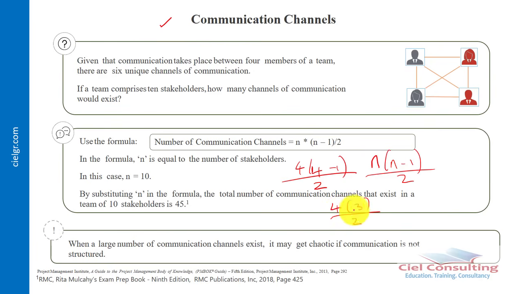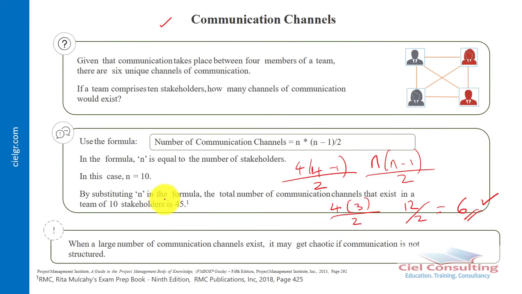And then we open up the bracket. 4 times 3 is 12. So it's now going to be 12 divided by 2. And then 12 divided by 2 would give us what? 6. So it simply means that if we have a team of 4 persons, we're going to have 6 various ways we can reach one another. And that's one key thing that the communication channel here refers to.